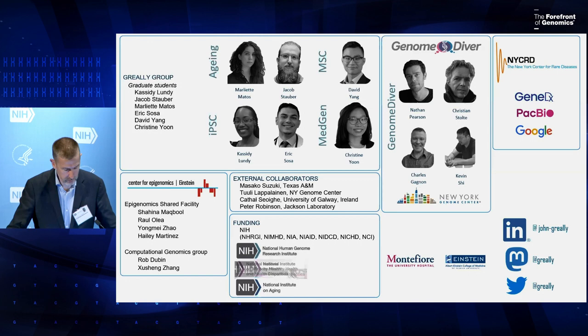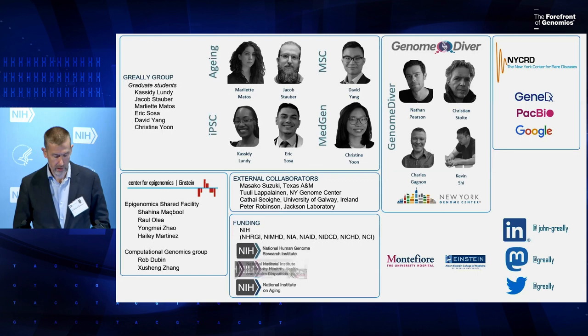Cassidy Lundy is transdifferentiating hepatic stellate cells into myofibroblasts to understand how to prevent cirrhosis in patients with liver disease. Eric is doing the autism work, and Christine is working with us on natural language processing in our rare disease patients.